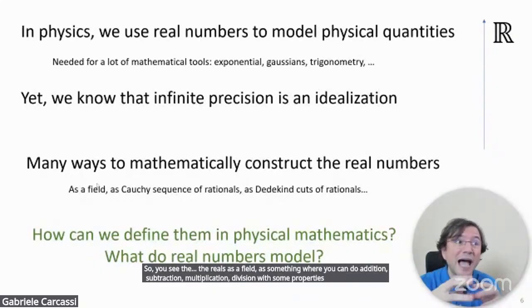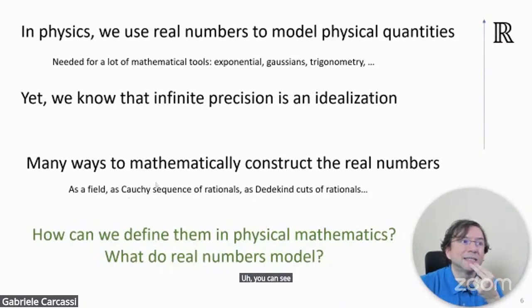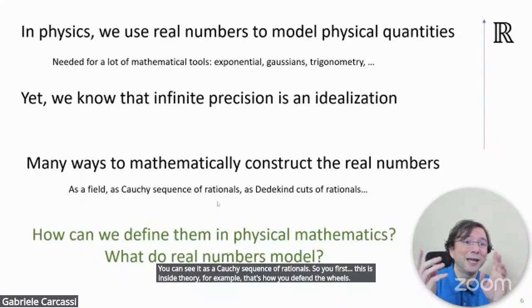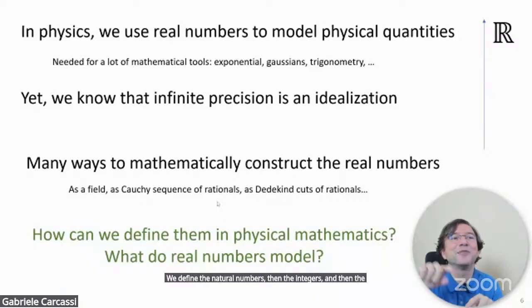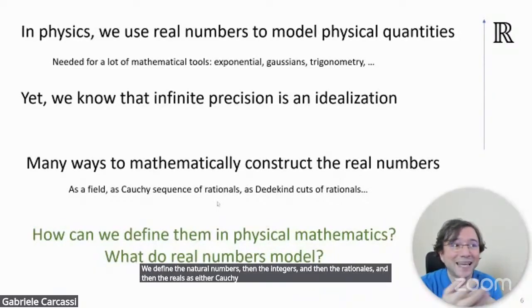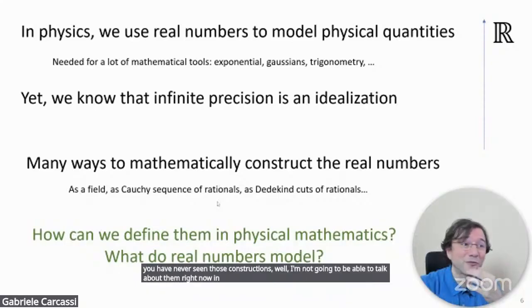So those are the axioms, and then you recover the reals. You can see it as a Cauchy sequence of rationals. This is in set theory, for example, how you define the reals. You define the natural numbers, then the integers, then the rationals, and then the reals as either Cauchy sequences or Dedekind cuts of rationals. And if you have never seen those constructions, I'm not going to be able to talk about them in detail right now, but that's sort of how you do it.